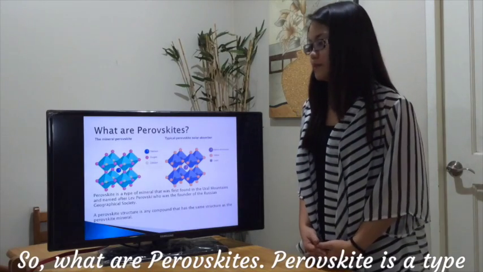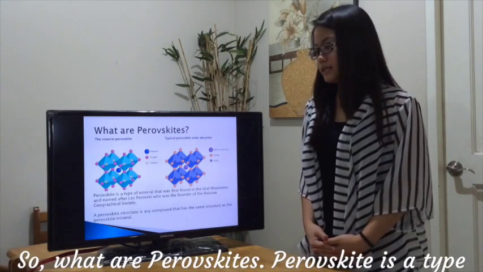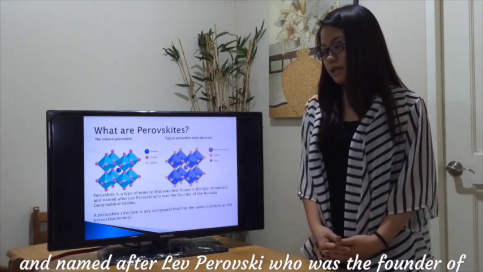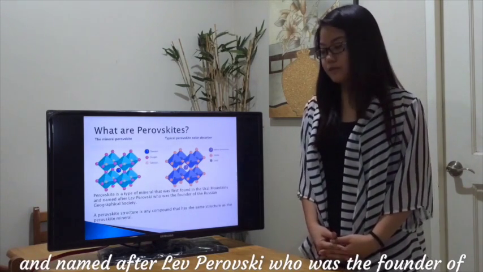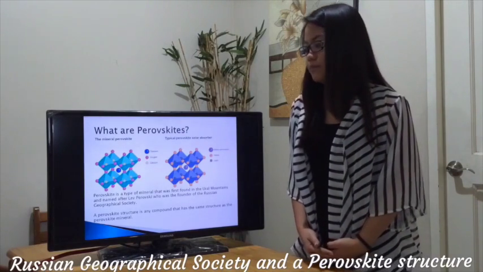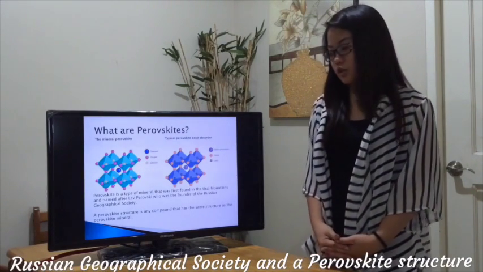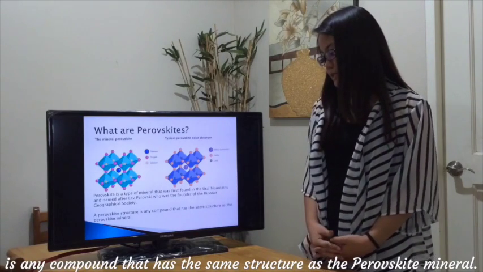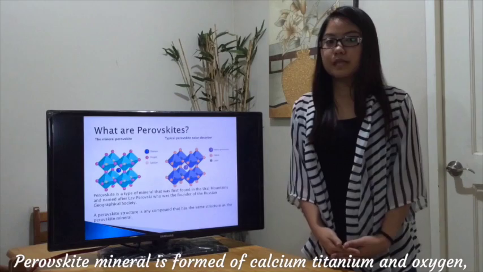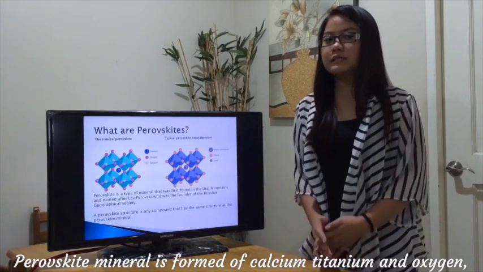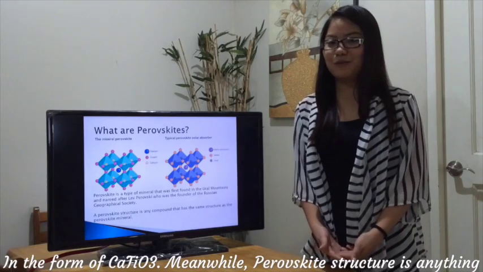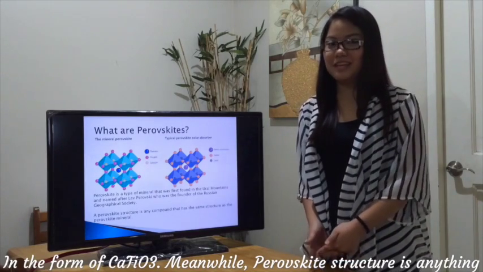So what are perovskites? Perovskite is a type of mineral that was first found in the Ural Mountains and named after Lev Perovsky, who was the founder of the Russian Geographical Society. A perovskite structure is any compound that has the same structure as the perovskite mineral. The perovskite mineral is formed of calcium, titanium, and oxygen in the form of CaTiO3.